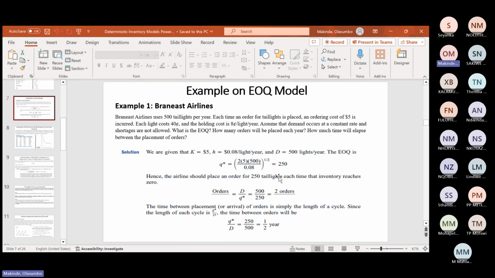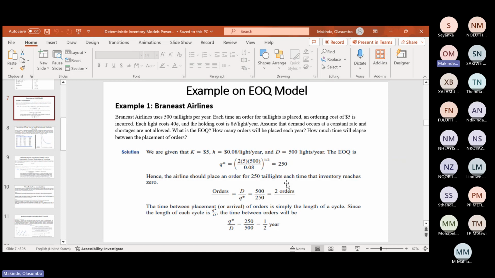That is very straightforward. Then the next question is asking how many orders will be placed each year? That is the number of orders per year. I've told you the formula. The formula is just your annual demand over EOQ. That's why you see D over Q star, which is the same as EOQ. The annual demand is 500 over EOQ, which is 250. So the number of orders to be placed per year is 2 orders. So you can answer that easily.